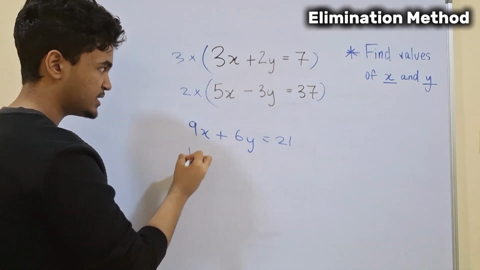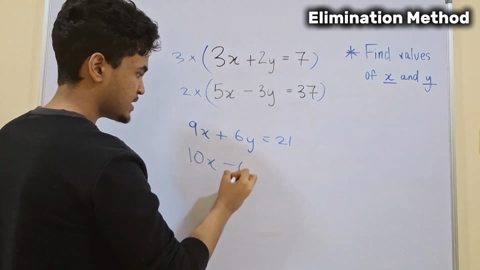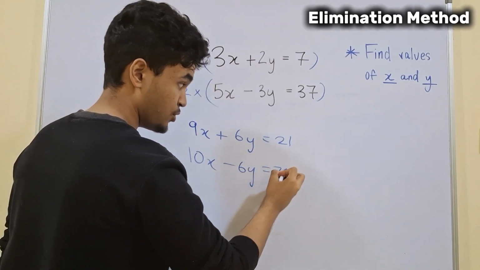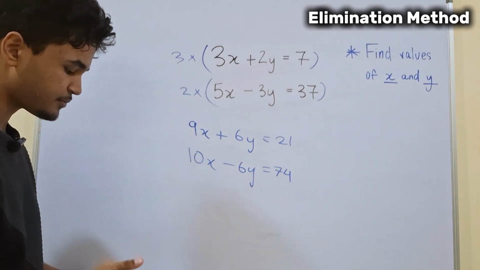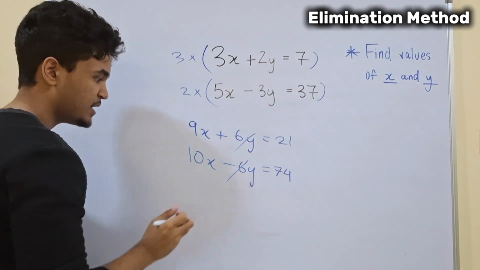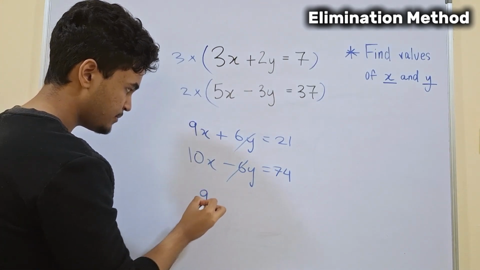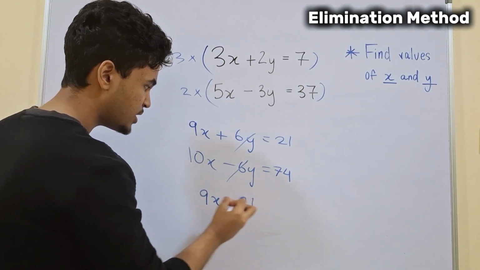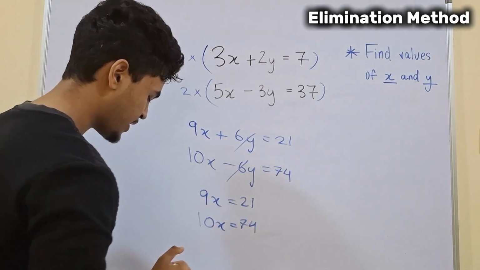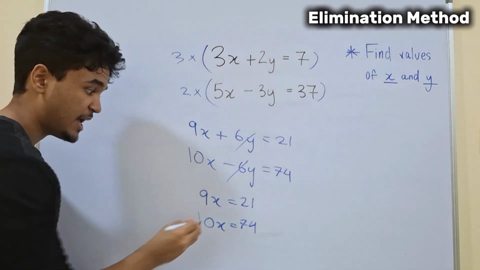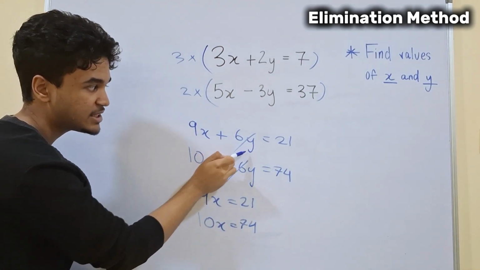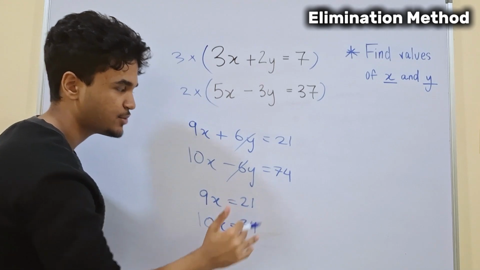And then we're going to get 10x minus 6y equals 74, if I'm not wrong, right? Okay, now in this, we're going to cancel these, right? Then we're going to be left with 9x equals 21 and 10x equals 74, right? Now what we're going to do is add them, because what did we do here? We added them. Plus 6y plus negative 6y is 0.